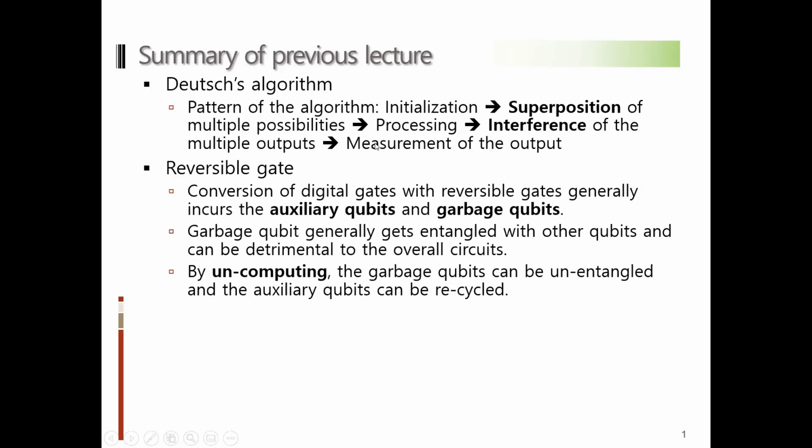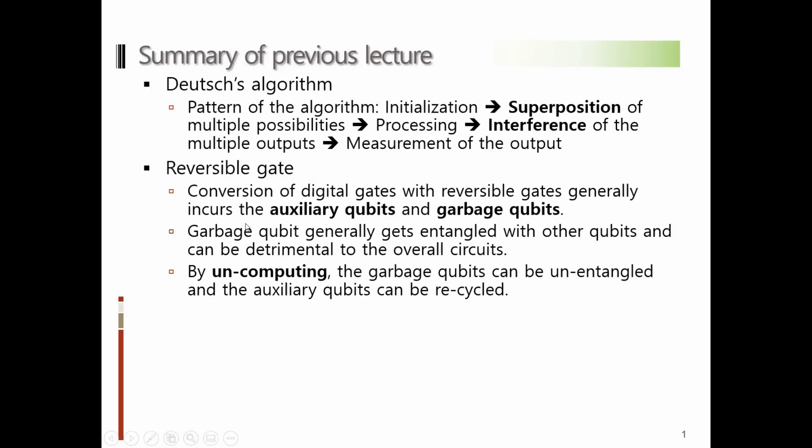Then, to explain how we can convert a typical digital circuit to a unitary gate, I explained in further detail the reversible gates. There are the Toffoli gate and the Fredkin gate, which can be used as reversible gates. But whenever you use those general gates, we had the problem of auxiliary qubits and garbage qubits in the output. The problem with the garbage qubit is that it is generally entangled with other qubits, which contain the information for the result, and they generally need to be in superposition.